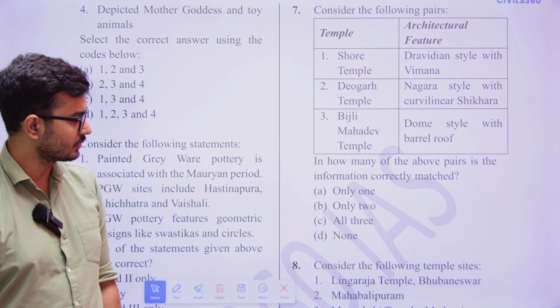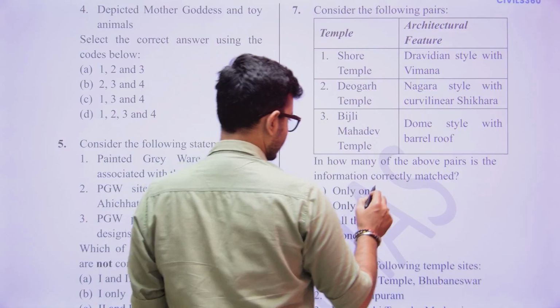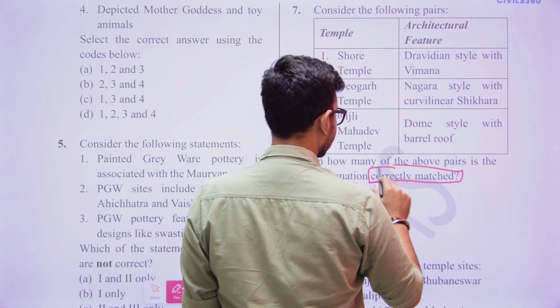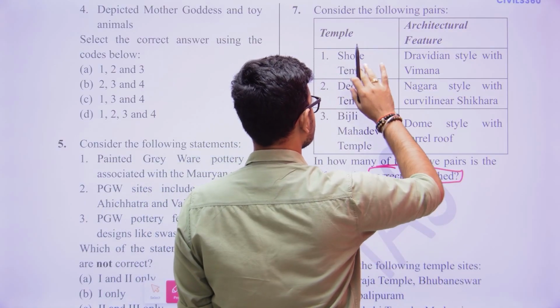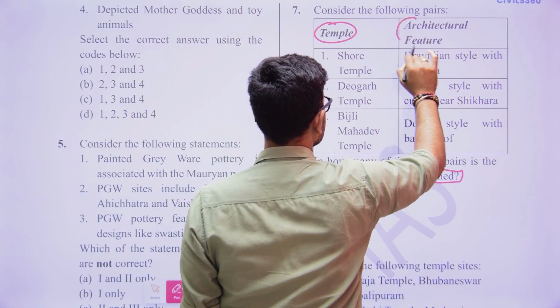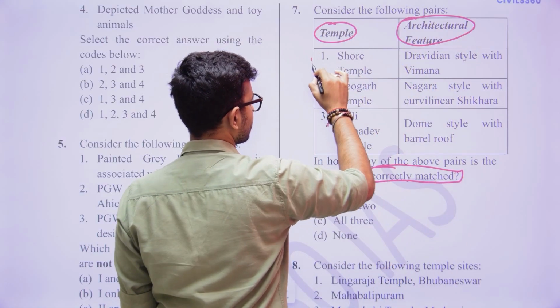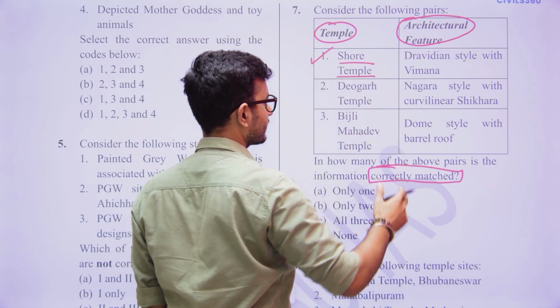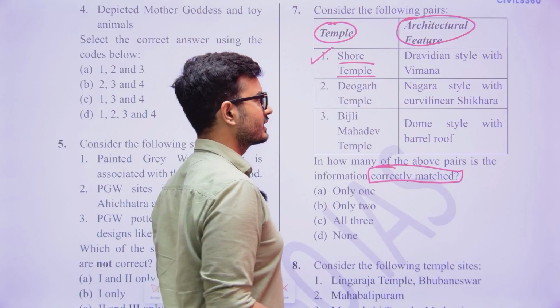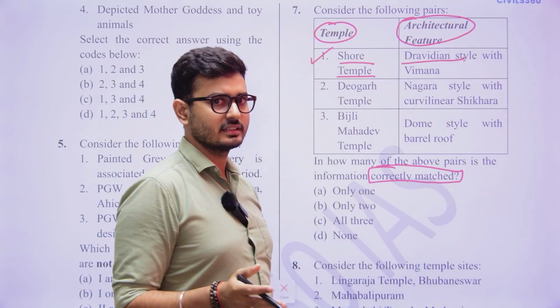All right. So here you see the question: which of the above pairs are correctly matched. So when we talk about the correctly matched aspect, what do we understand? Consider the following pairs. Temple: the Shore Temple. If you have heard, it is there in South India. And the South Indian temples were constructed in the Dravidian style and they had the Vimana.